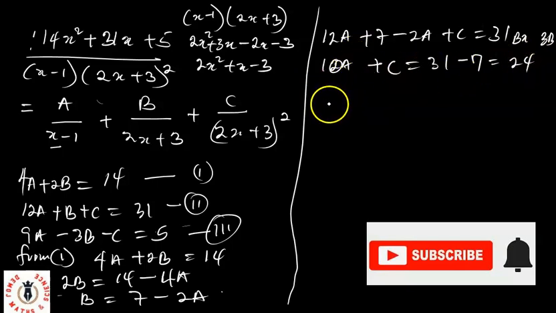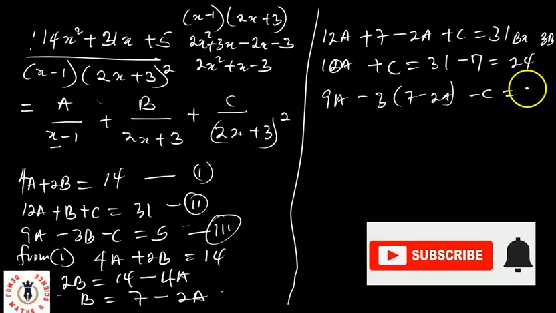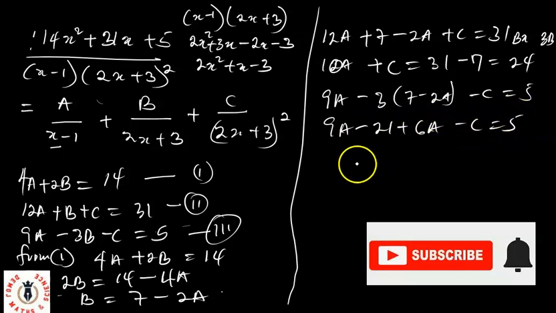Then in equation 3 also we substitute for b, that is 9a minus 3 into 7 minus 2a, minus c is equal to 5. So that 9a minus 21 plus 6a, minus c is equal to 5. So 9a plus 6a, that's 15a, 15a minus c. Let 21 go to the other side, becomes positive, is equal to 26.